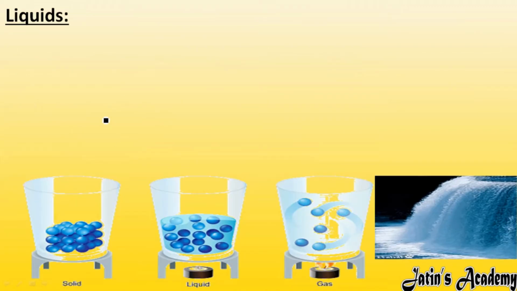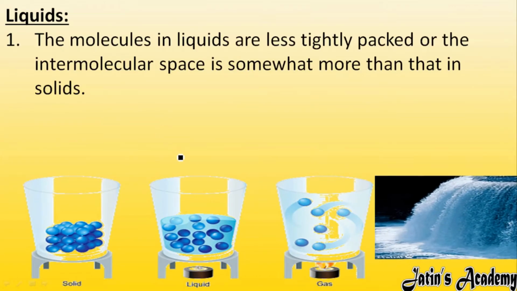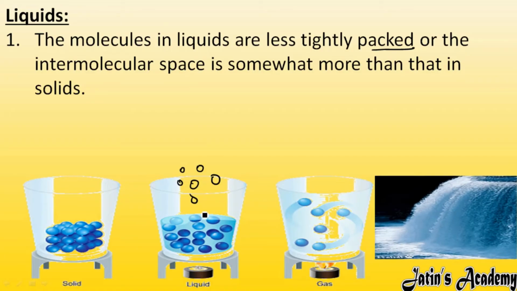Next we have liquid. Here we are going to study the molecular arrangement in liquids, how molecules are arranged in liquids. The molecules in liquids are less tightly packed. As we have already learned, some intermolecular spaces are there between the particles of a liquid. If some intermolecular spaces are there, it means the force of attraction is a little bit less in liquids, and the intermolecular space is also somewhat more as compared to solid.